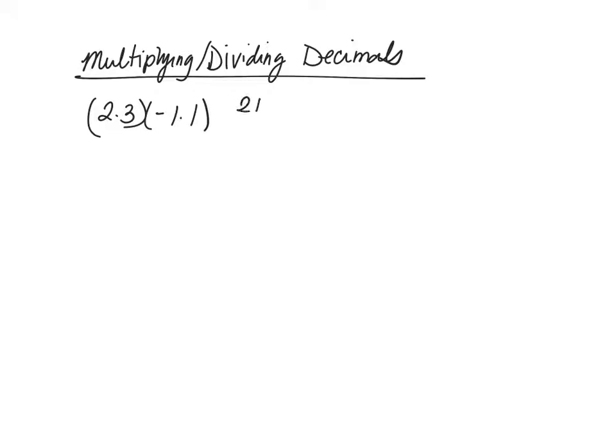So there's 2 numbers behind the decimal. So there'll be 2 numbers behind the decimal point in my answer. And basically, I'm just going to multiply 2.3 and 1.1.